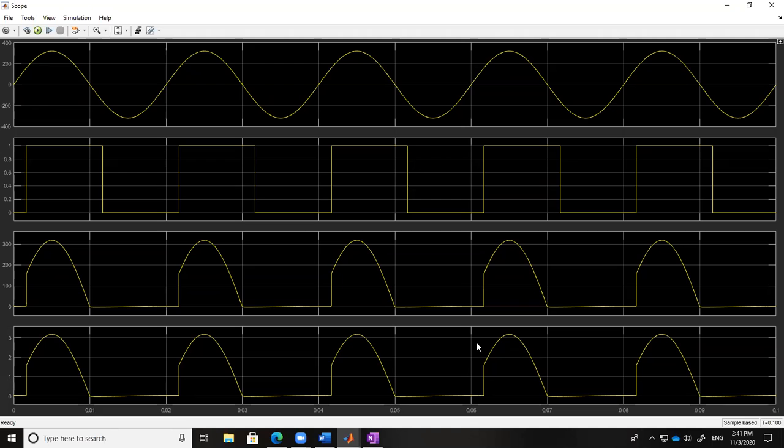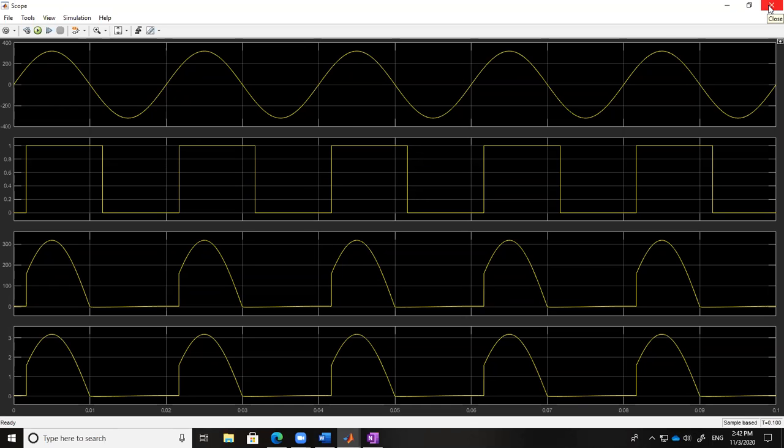So practically, if you are actually designing a converter, then you should design the pulse generator circuit such that you get a 50% duty cycle in the second waveform, okay. But only for the sake of understanding, we kept it at 10%. Fine.